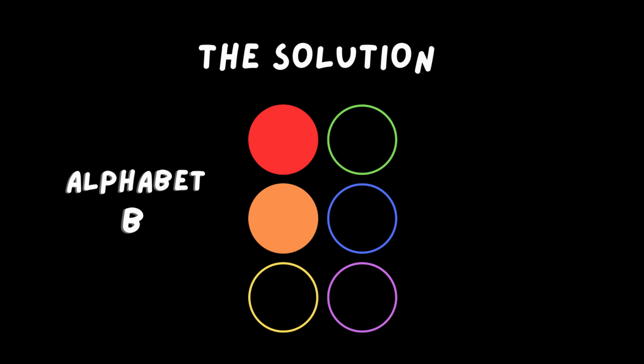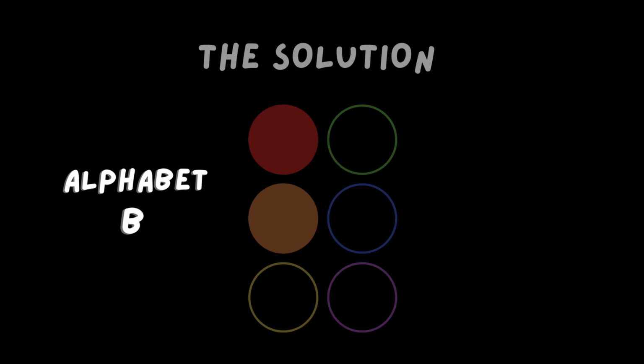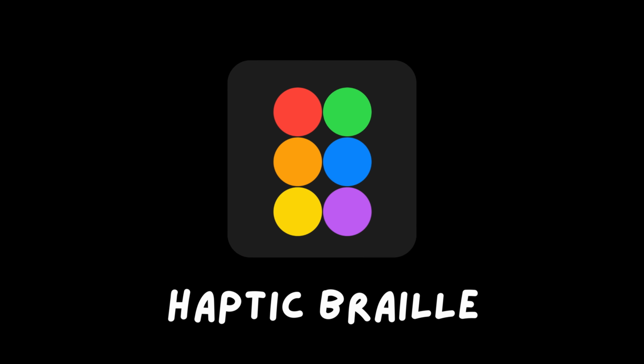In that way, the visually impaired person can understand patterns, that if circle 1 and circle 2 are playing, it would be letter B, and each circle has its own unique haptic, so it's easy to distinguish even without the sound. Combining this idea and features, I present you my app, Haptic Braille.